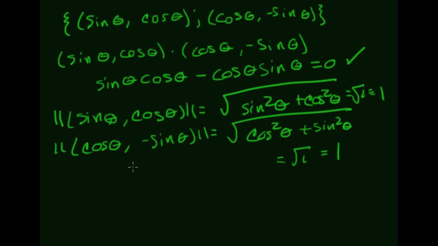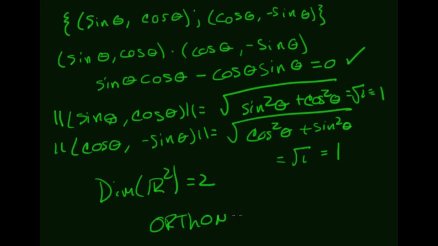We're looking at R2. The dimension of R2 is 2. So I have the right size. I have orthonormal. So this is an orthonormal basis for R2.